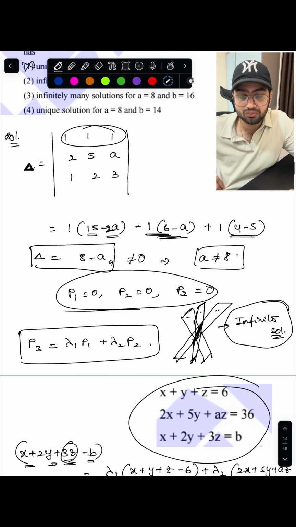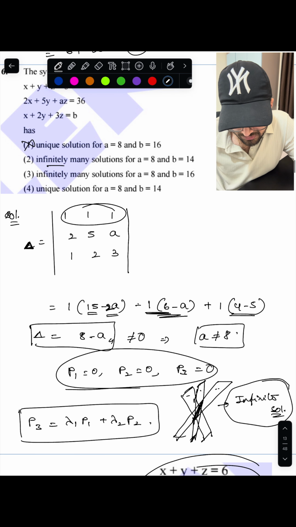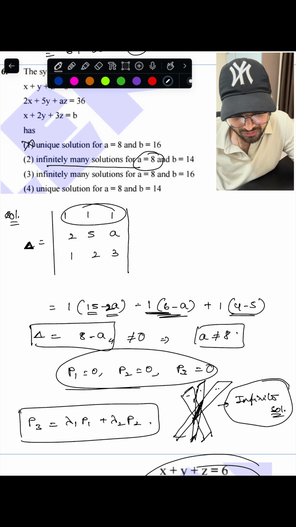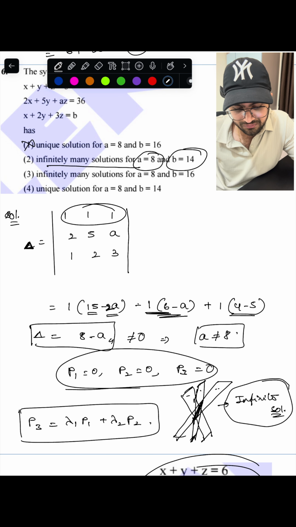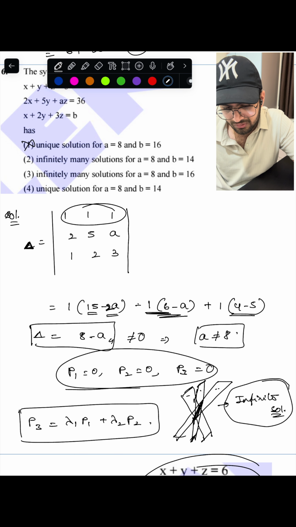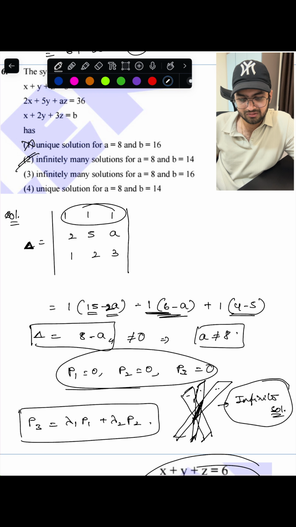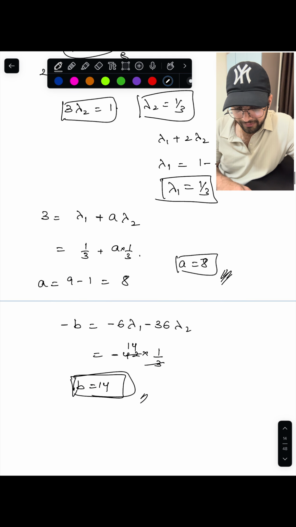So let's check what we are having here. If you check the second option, infinitely many solutions if a is equal to 8, b is equal to 14, that is true. So absolutely true. So the second option is correct. So that's it, no confusion, right?